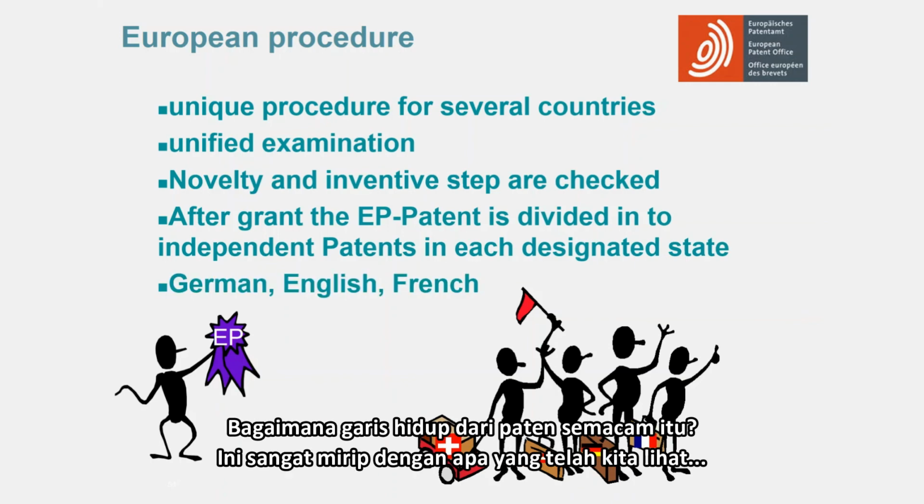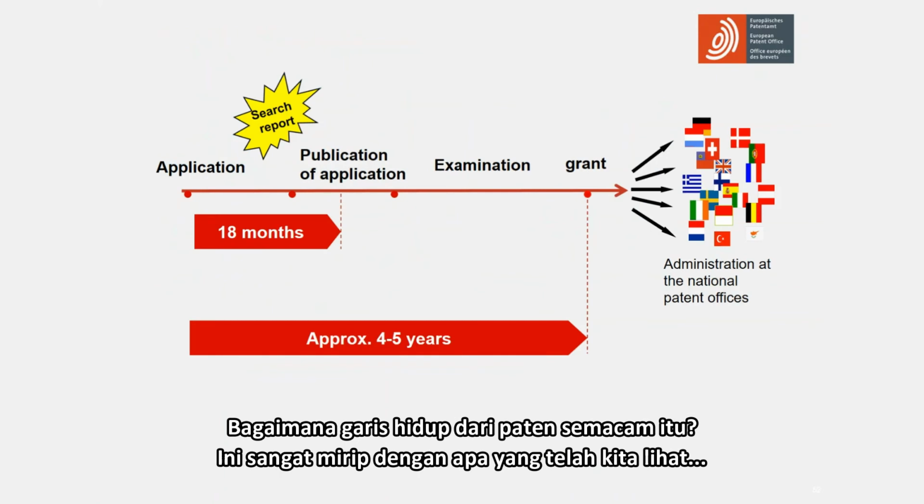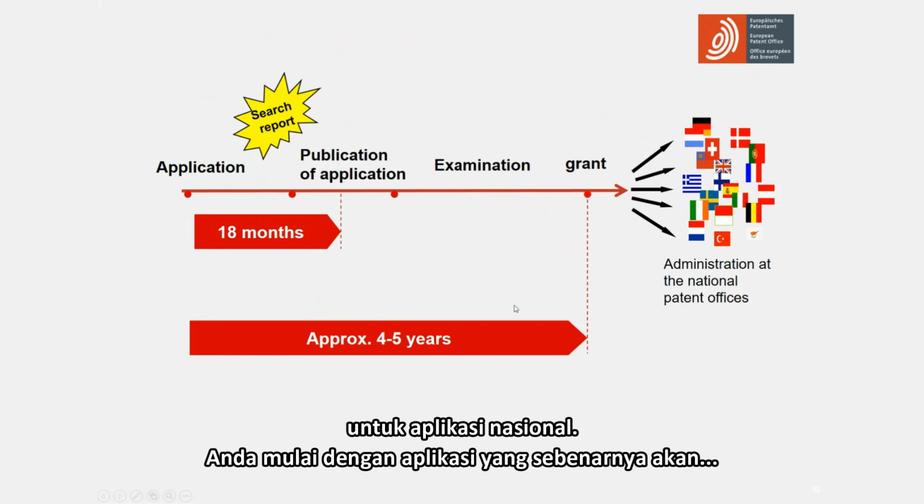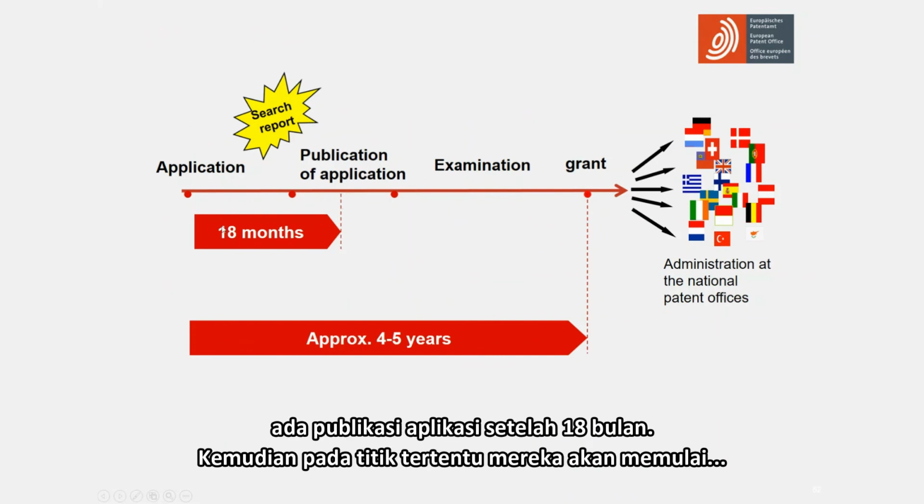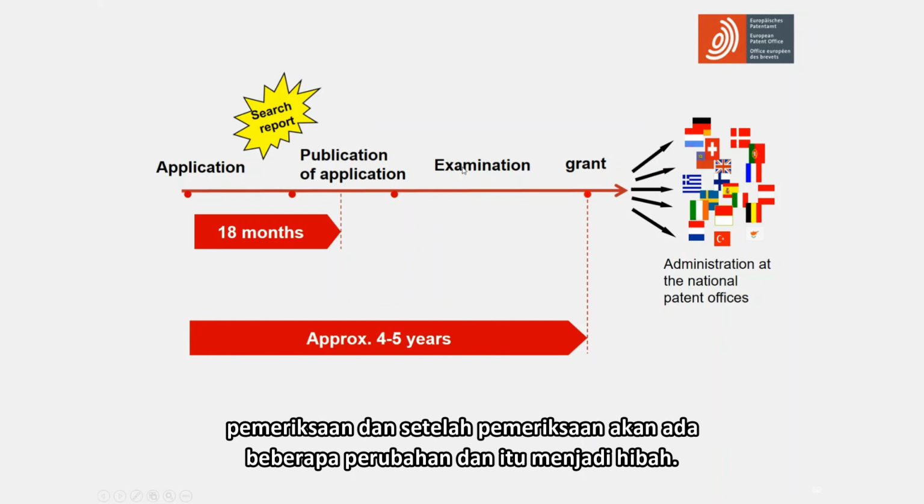So, what is the lifeline of such a patent? It is very similar to what we have seen for the national application. You start with an application that there will be actually a publication of application after 18 months. Then at a certain point, they will start with the examination, and after examination, there will be some changes and it comes to a grant.